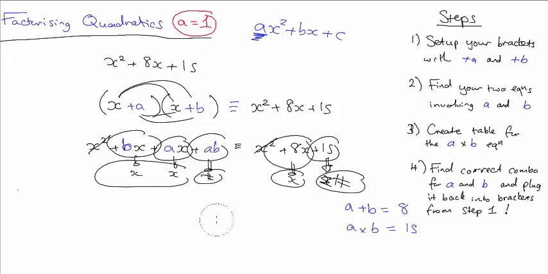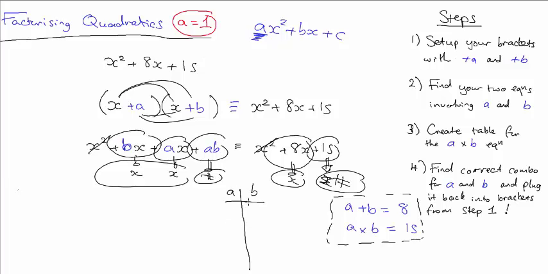So now we've created our equations. The next thing to do is create a table for the a times b equation. We're going to think of all the numbers which can multiply to give us 15. Some of you at this stage may even be able to just know the two values. If you are, good. But otherwise, you're not going to get any extra marks, so just do it this way.